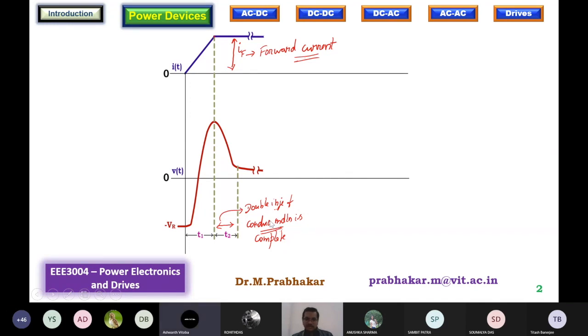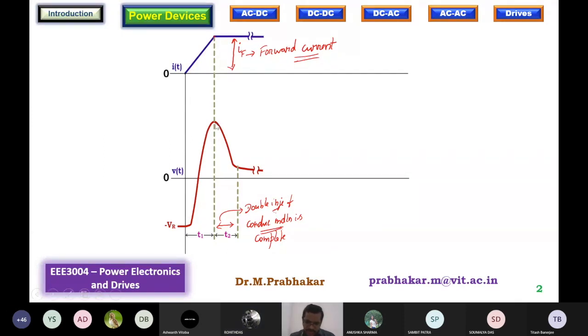Conductivity modulation decreases. No, conductivity modulation reduces the resistance. What happens to voltage drop? Decreases. It also decreases, right? That's all. So that is what is observed.